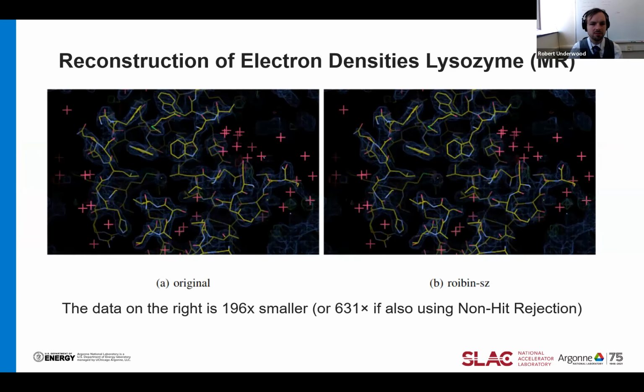We also did the same thing with lysosine using molecular replacement, which is somewhat of an easier problem. And the data with this particular detector, after we apply our grid method with Roy-Bennett Z3, we get data that's 196 times smaller, or 631 times smaller if we additionally use non-hit rejection.